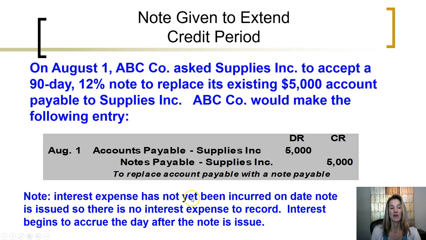Please note that no interest expense has been incurred on August 1st, because interest does not start to accrue, or accumulate, until the day after the note is issued. So on August 1st, no interest expense needs to be recorded by ABC.